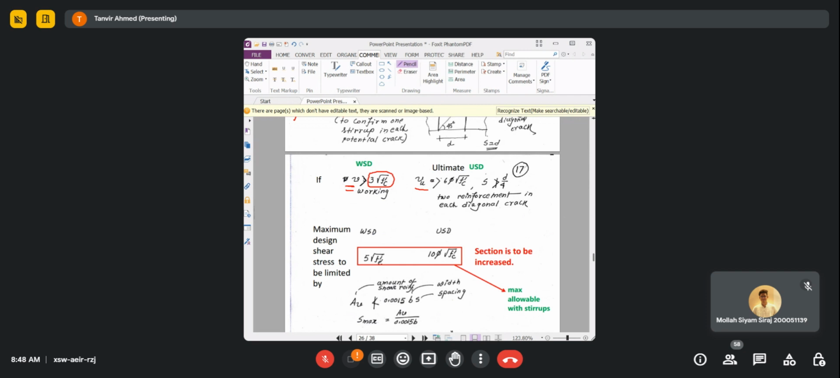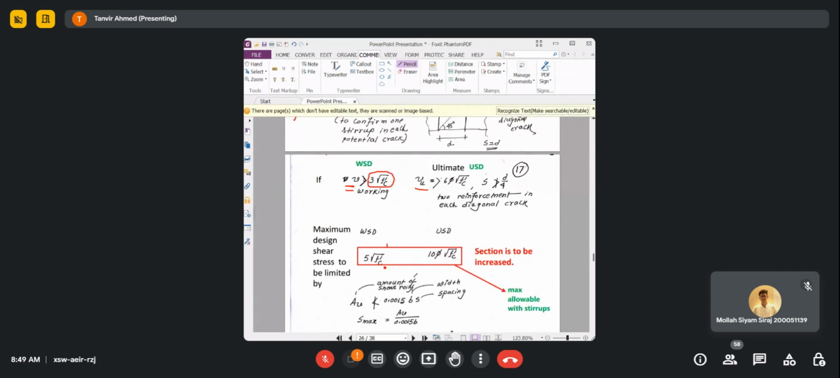And again, for a beam with stirrups, the maximum shear stress shouldn't be more than 5 square root of fc prime. This is the ultimate stress that you can allow in your beam with shear reinforcement. For the USD method, this is 10 phi square root of fc prime. This is the maximum shear stress that you can allow even after providing the stirrups.